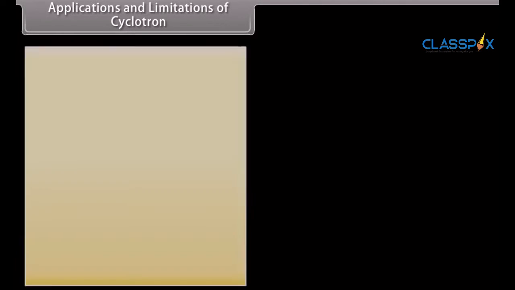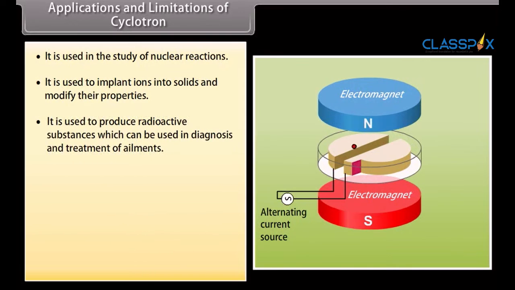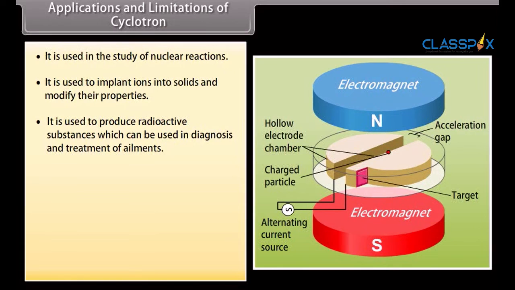Applications and limitations of cyclotron. It is used in the study of nuclear reactions. It is used to implant ions into solids and modify their properties. It is used to produce radioactive substances which can be used in diagnosis and treatment of ailments.